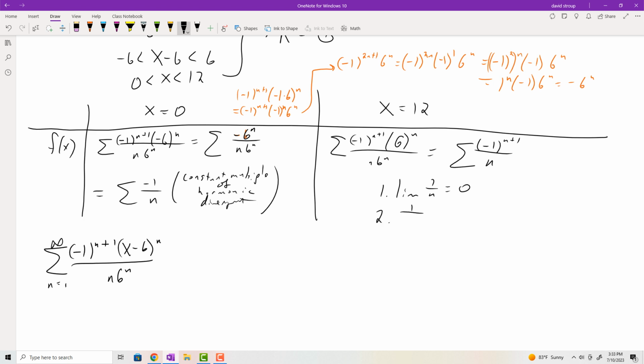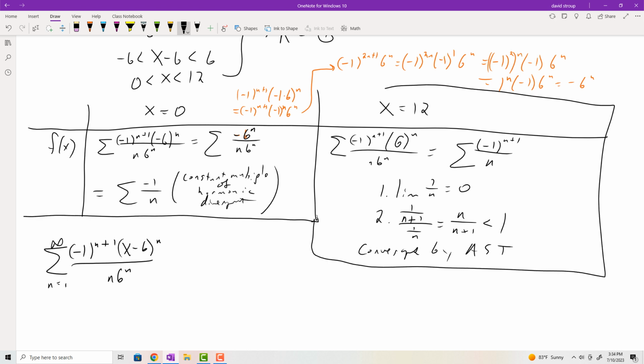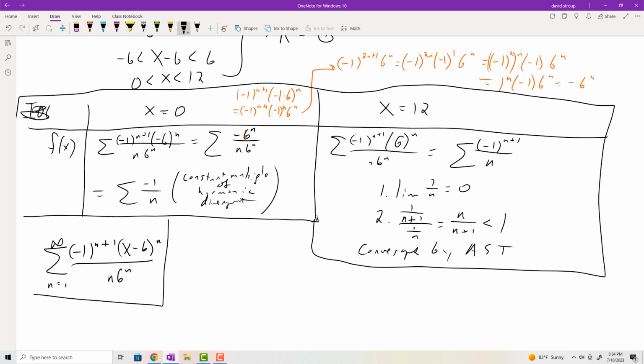Then look at the ratio of consecutive terms. So a sub n plus 1 is 1 over n plus 1. A sub n is 1 over n. Reciprocate. That is definitely less than 1. So in this case, it converges by the AST. Okay. So the interval of convergence for f of x, I'll just put it up here. Oh, I guess I don't have the room here. The interval of convergence, so we had divergent at 0, convergent at 12.